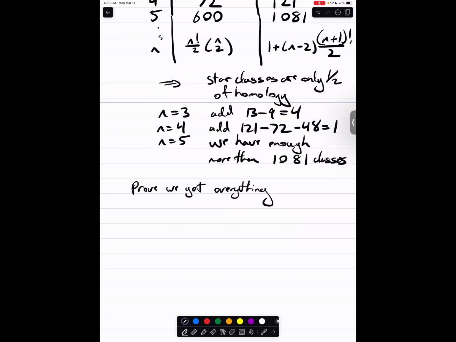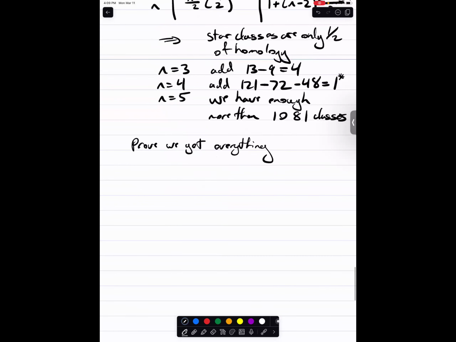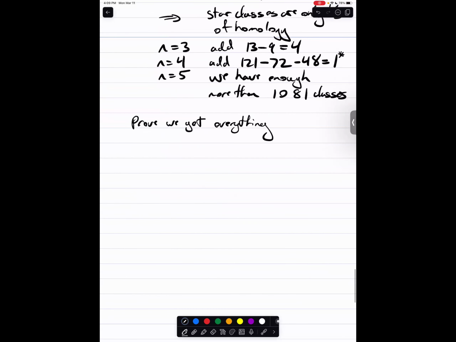I'm also going to put an asterisk over here on this 1 because I'm lying already, in that we're actually going to have a relation on these classes, and we're going to need to add more than 1 class when we have 4 particles. So what do we do? Well, we turn to the Mayer-Vietoris spectral sequence.